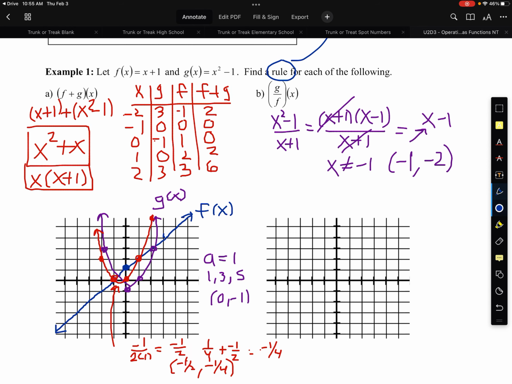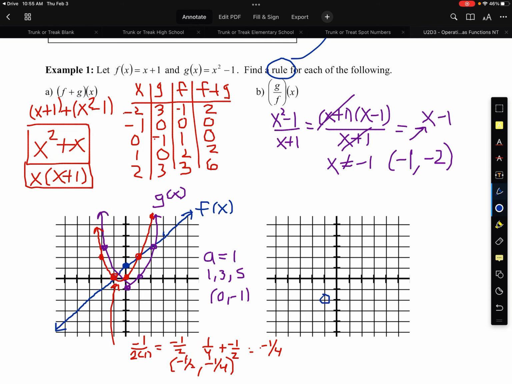So our graph here: we have the hole at negative 1, negative 2, and we have our actual line cutting through. So the rule in this scenario is x minus 1 with x not being able to equal negative 1. That's our rule, and the answer has to include both pieces: x minus 1 with x not equaling negative 1. That's what eliminates the hole in the graph.